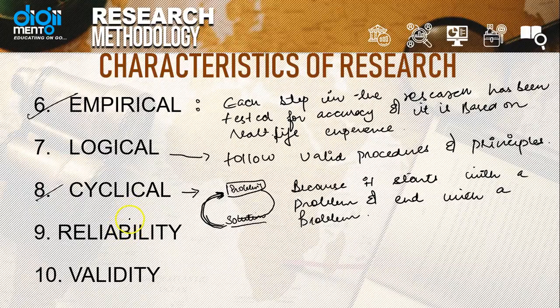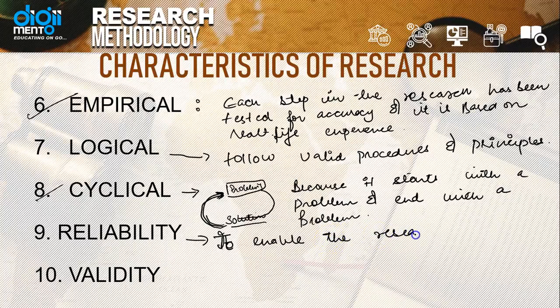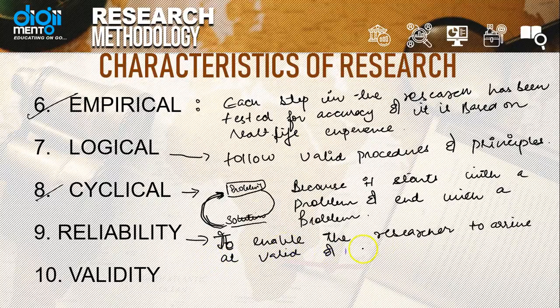So now the next one is reliability. Reliability is basically a research design and the procedures which enable the researcher to arrive at valid and very conclusive results. So in short, you can write it like this: it enables the researcher to arrive at valid and conclusive results.